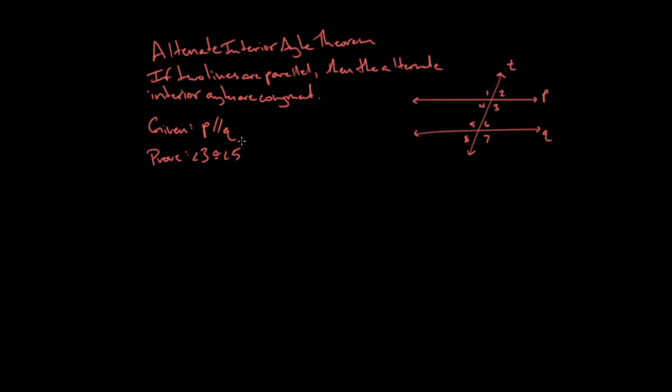Let's stop for a second and notice how our given and prove statements match up with our theorem. I'm starting off with two lines that are parallel, that is my given, and then I want to say the alternate interior angles are congruent, and that's what I have here as my prove. That's not too bad. We can just jump right in.